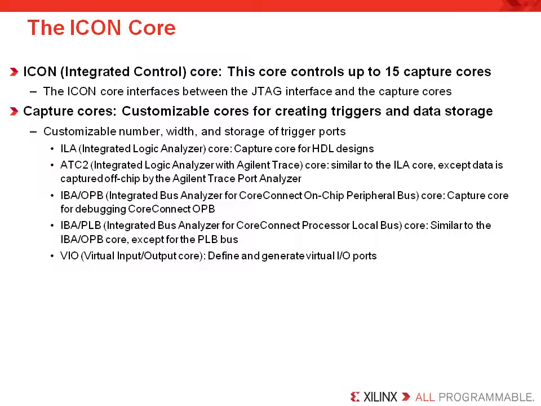There are two types of ChipScope cores. There are capture cores, which create triggers and store data, and control cores, commonly called ICON cores, which interface capture cores to the JTAG chain. The ICON core, or integrated controller core, allows you to control and interface the JTAG chain with up to 15 capture cores. There are a number of different capture cores to choose from.